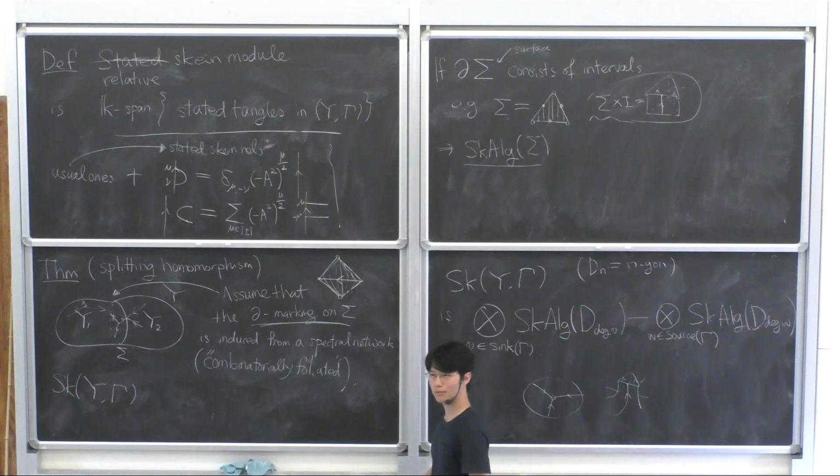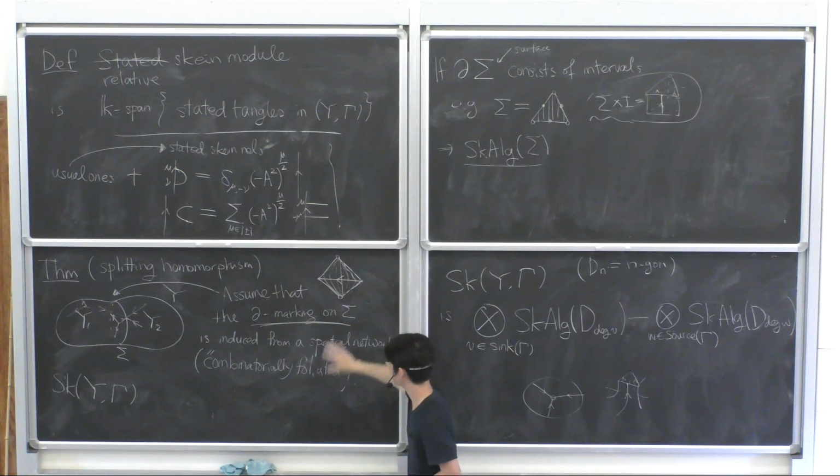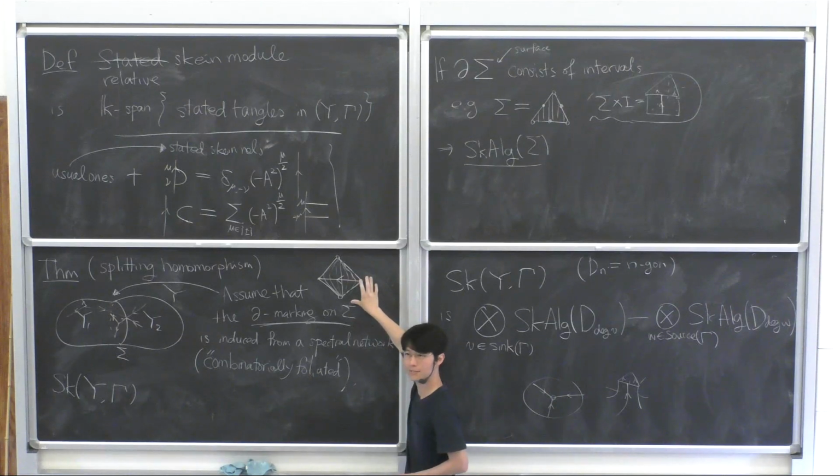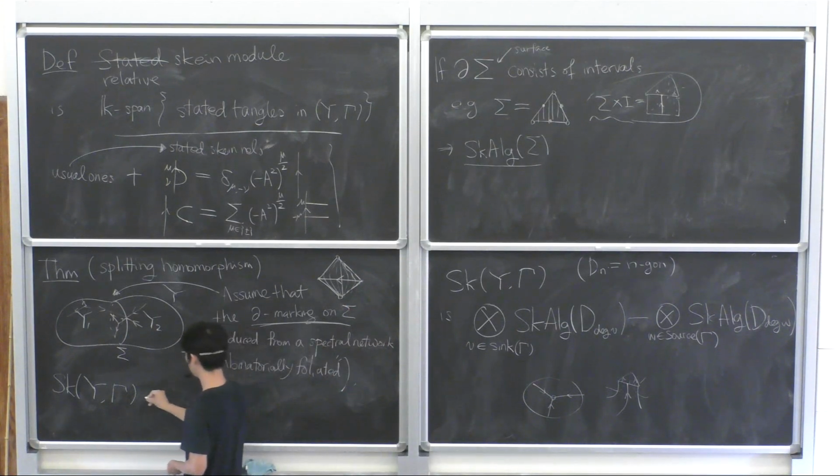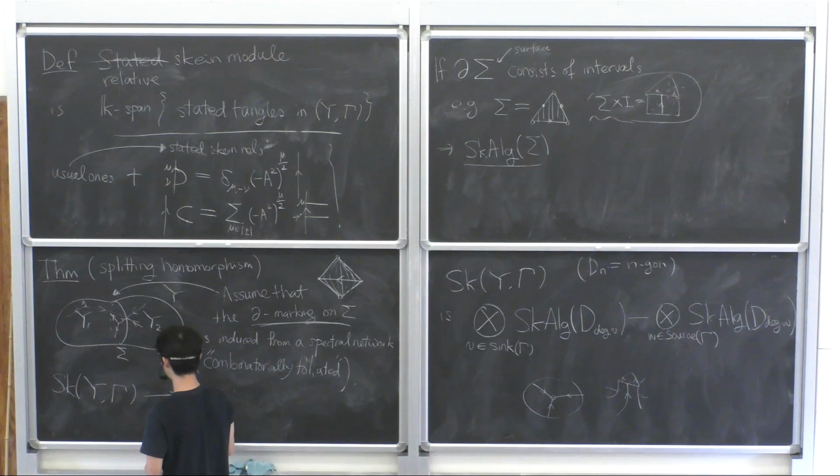It's probably true, but I'll have to think about it. Yeah, it's just this condition that the surface is constructed out of these elementary pieces. But once we have this, there's a splitting map. We can split the Skein module into two pieces.